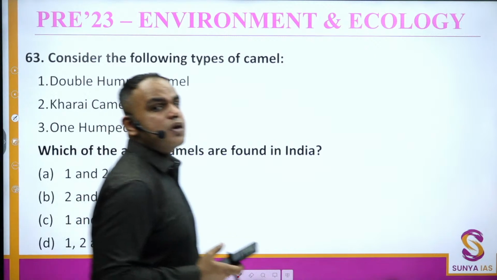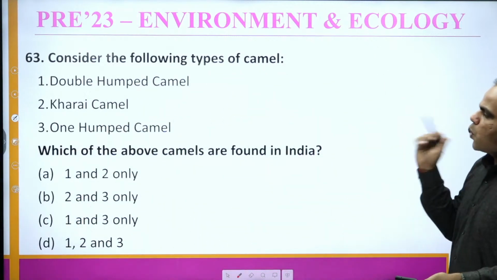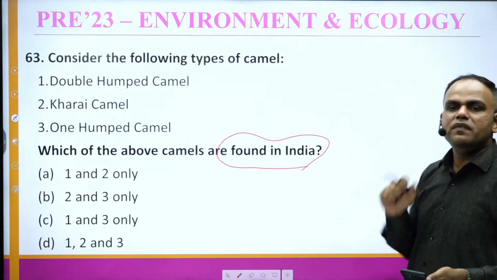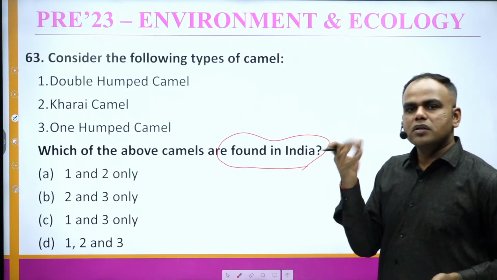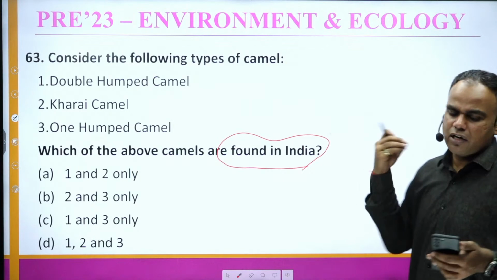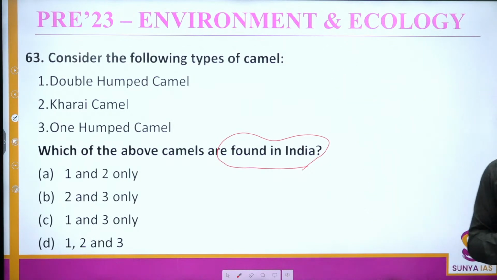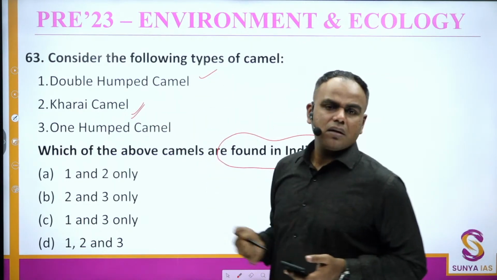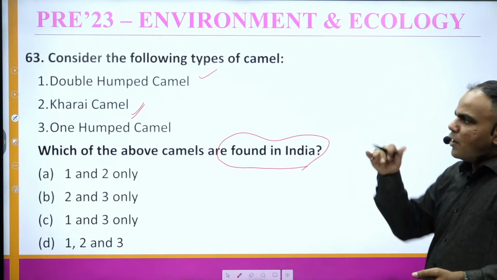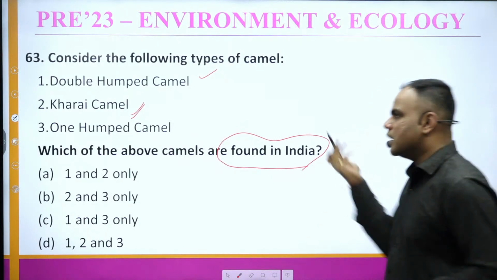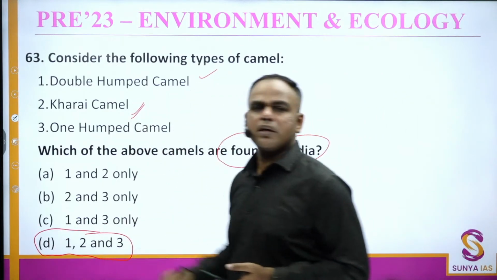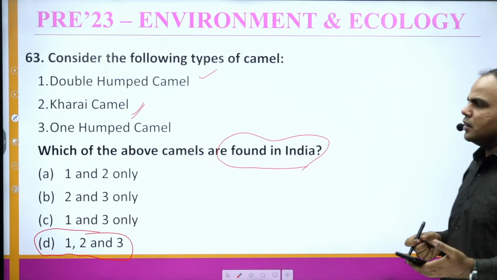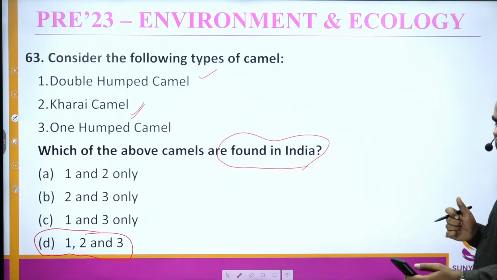Now, which of the following camels? The question is simple. It is asking you which of the following is found in India. In these kinds of questions, just think of the areas in which you can find camels. Think of areas of Gujarat, think of areas of Rajasthan, the desert and semi-arid conditions. So can you find a double-humped camel in India? Yes, definitely. Kharai camel, yes, you can find it. This was also asked in one of these exams. Kharai camel, and also the one-humped camel. So this is also there. So here the answer should be 1, 2 and 3. All these will be found. So double-humped camel, Kharai camel, and also the one-humped camel are found in India. So the answer for 63 is D.